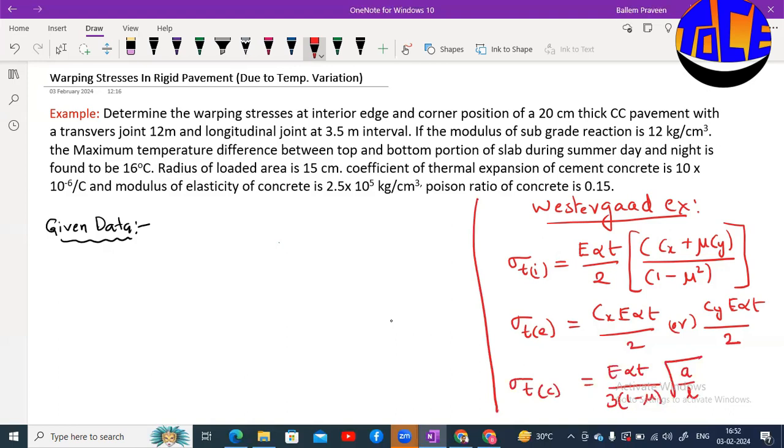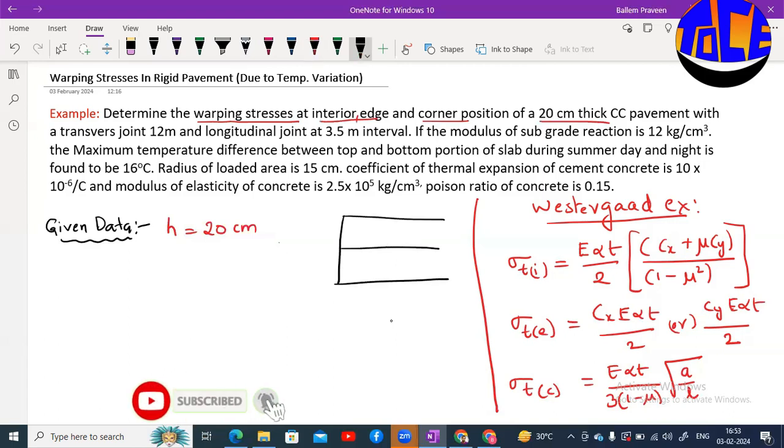Okay, now firstly let us write the given data from the given question. So here he is asking to determine the warping stresses at interior, edge and corner positions of 20 cm thick CC pavement. So the thickness of CC pavement will be represented by small h, 20 centimeters, and pavement with transverse joints at 12 meters. So let us consider this is our pavement with longitudinal joints and transverse joints.